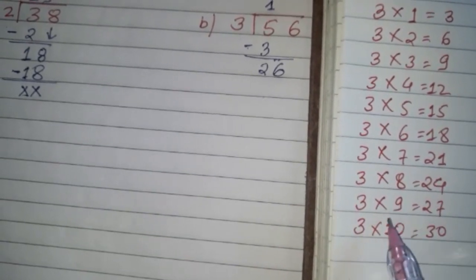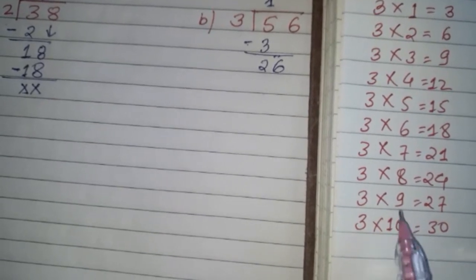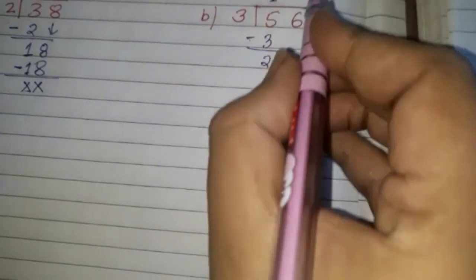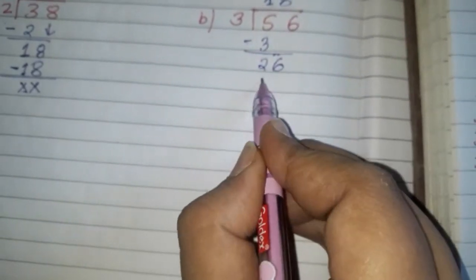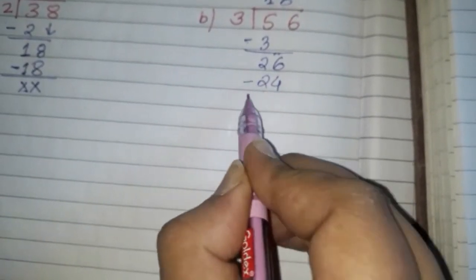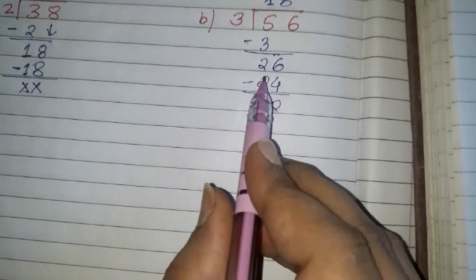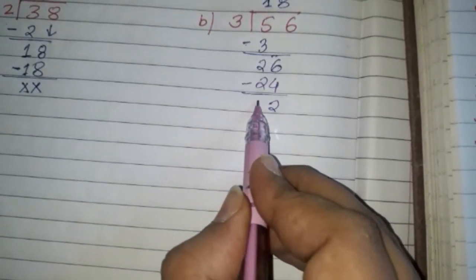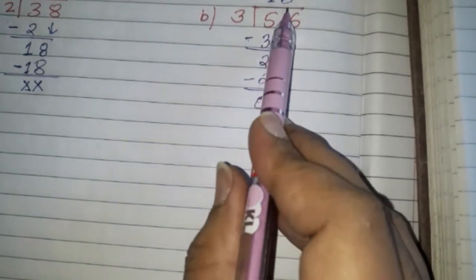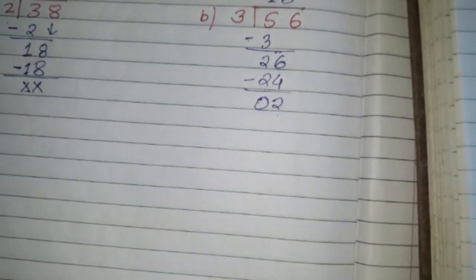How many times? It comes 8 times in the table. So we'll write 3 8s are 24. Now we'll subtract the number. 6 minus 4 is 2 and 2 minus 2 is 0. Yes, we got 18 as the answer and 2 is the remainder.